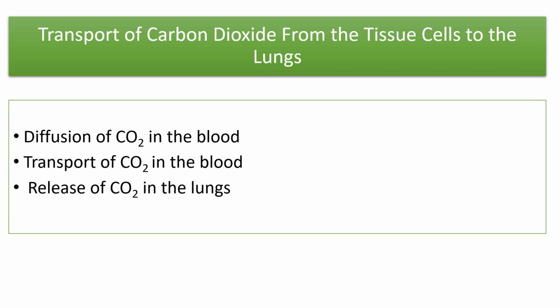Now we will discuss the transport of carbon dioxide from the tissue cells to the lungs in 3 steps. Number 1, diffusion of carbon dioxide from the tissue cells into the blood. Then the ways in which this carbon dioxide is transported in the blood, and the third and last step, which is how carbon dioxide is released in the lungs, or you can say alveoli.